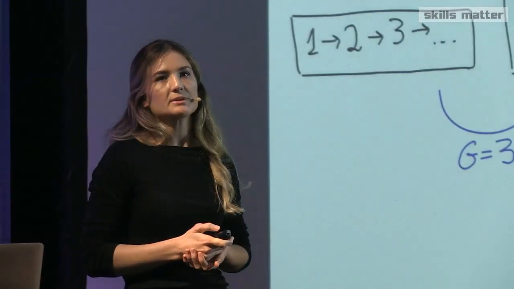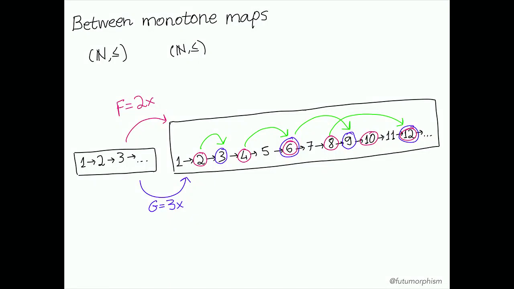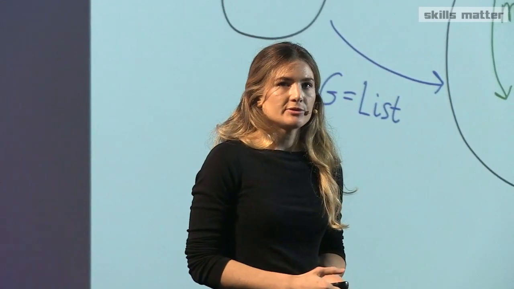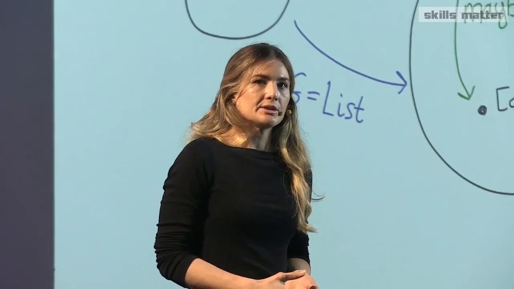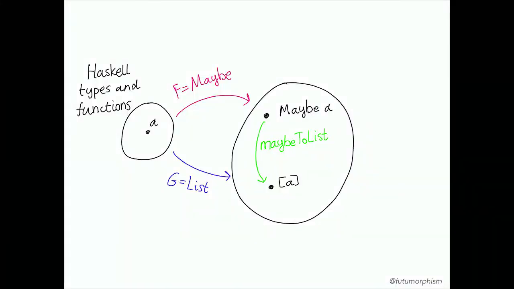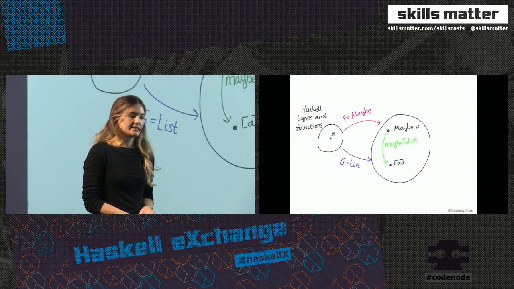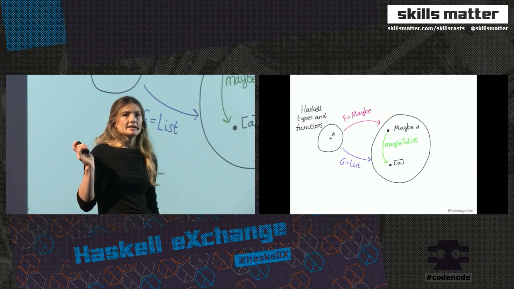And some other examples. In the natural numbers, if you have two functors, one multiplies by 2 and the other multiplies by 3, we have all the green arrows from 2x to 3x as a natural transformation. And an example from Haskell: if we imagine a category whose objects are Haskell types and whose morphisms are functions, and that's the same category on the left and right, we can have two functors. One takes a type A and gives you Maybe A. The other takes a type A and gives you List of A. And a natural transformation between them would be a function like maybeToList that converts a Maybe A to a List of A.